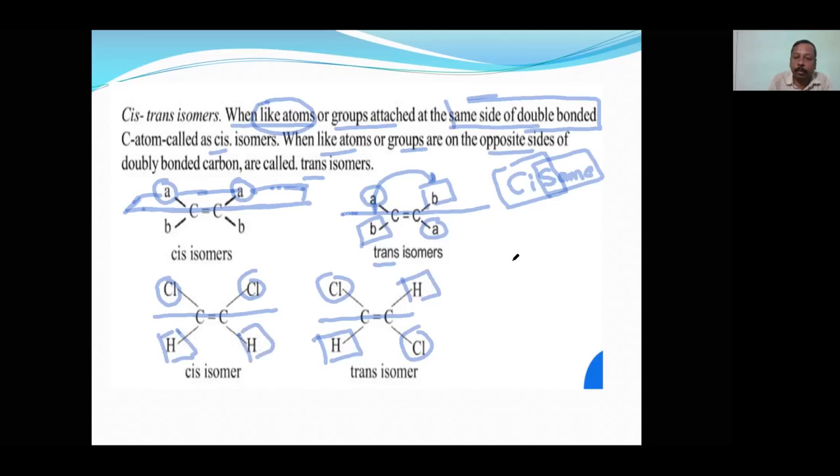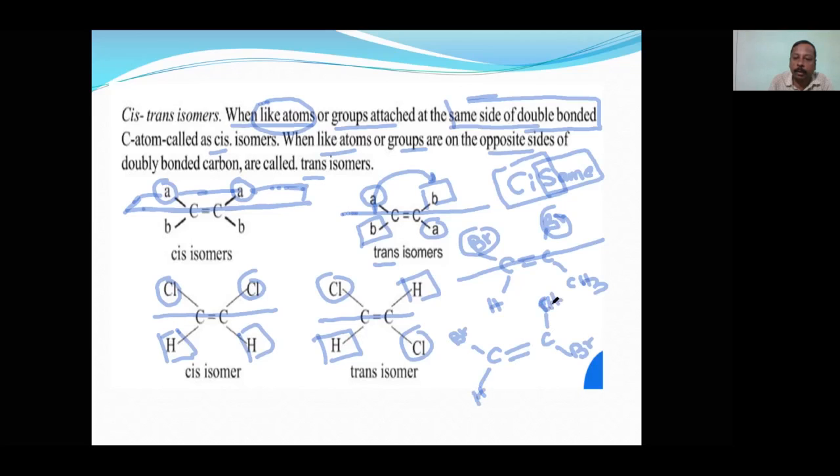Let us take another example, bromine. It is not necessary that both must be hydrogen only. One can be hydrogen, one can be methyl. Still it is a cis isomer, like atoms on the same side. At least two like atoms must be there. And the second example of trans: one bromine will be this side and another bromine will be this side, and hydrogen will be here and methyl will be here.